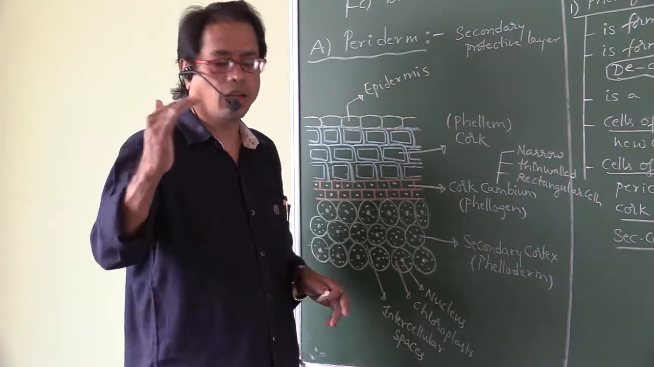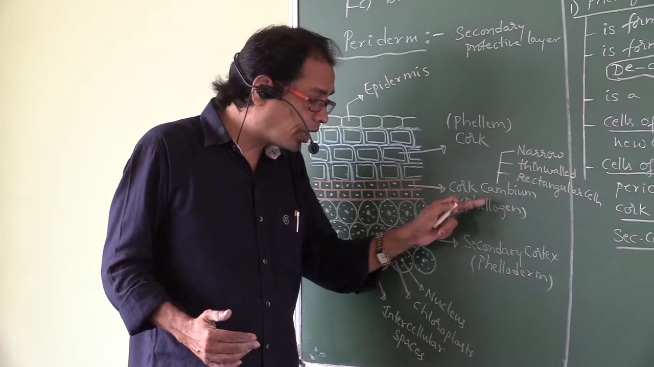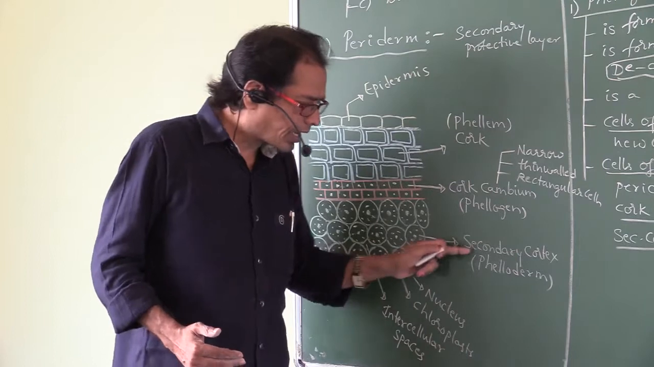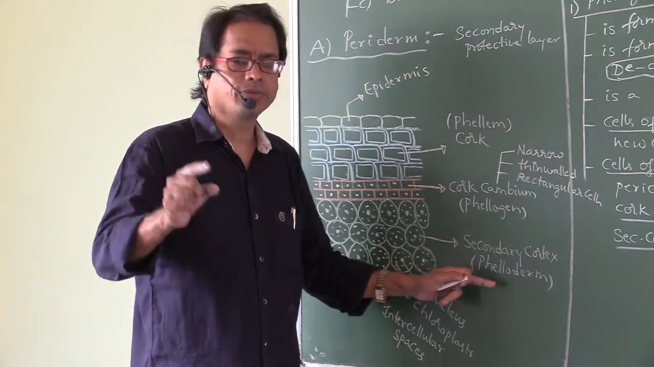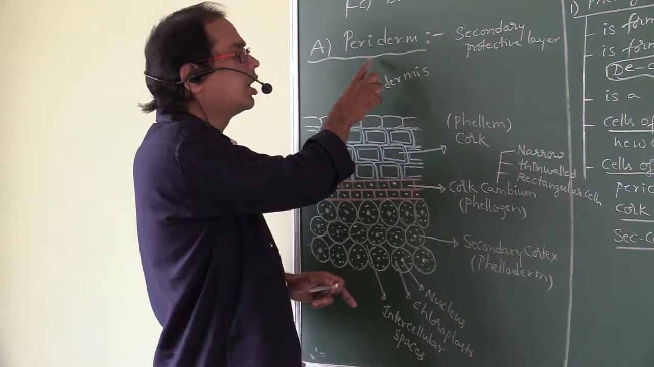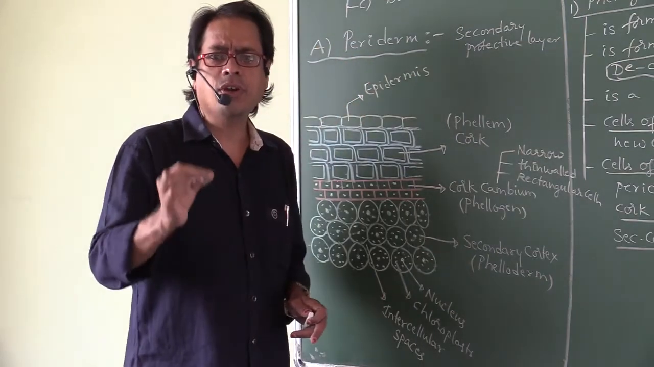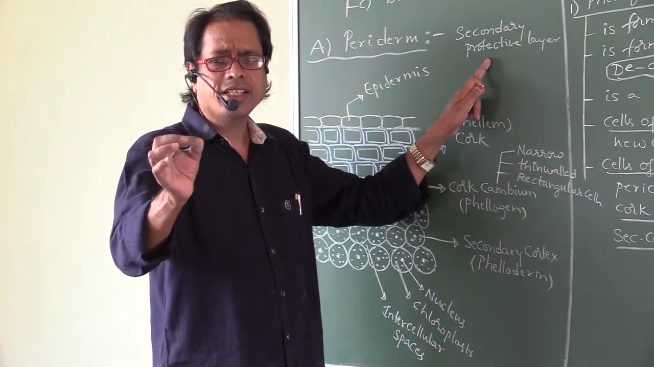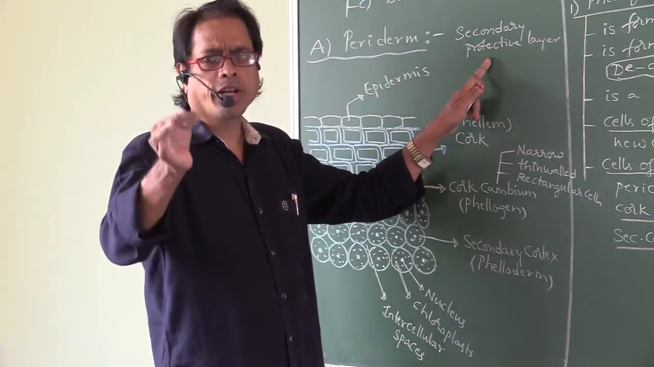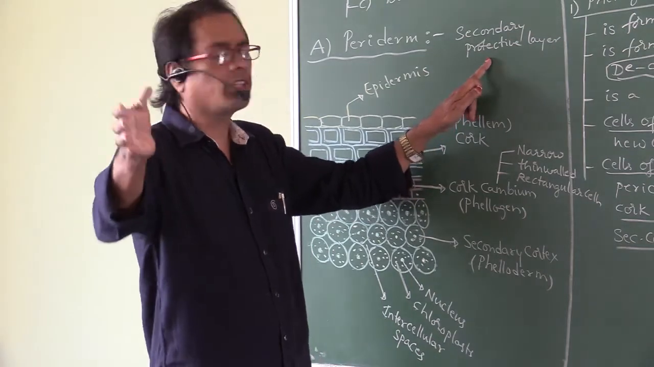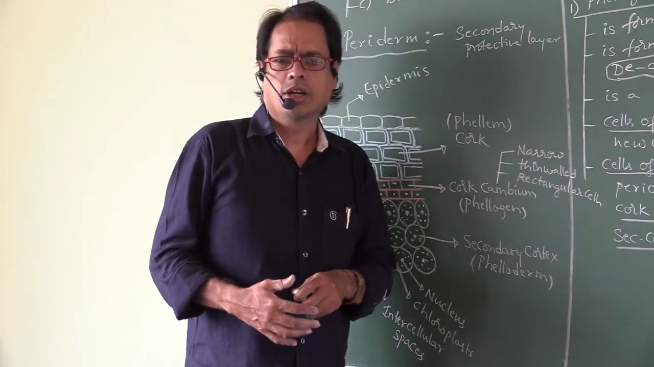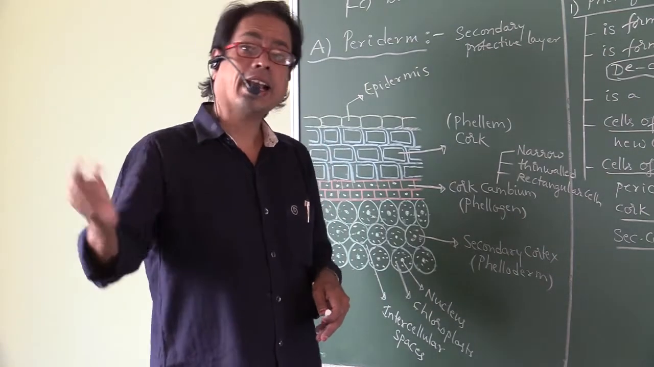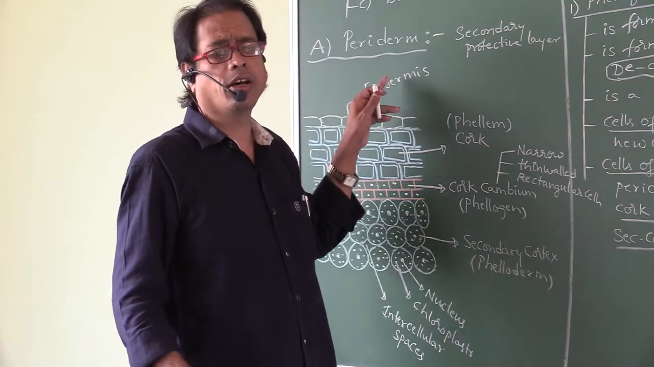Now we have to learn other terms. Cork cambium is also called phellogen. Cork is also called phellem. Secondary cortex is called phelloderm. These three layers together are called periderm. This periderm is useful for protection. So it is a secondary protective layer, meaning the protective layer formed during secondary growth. Normally, what is the protective layer? Epidermis. Secondary protective layer means periderm.